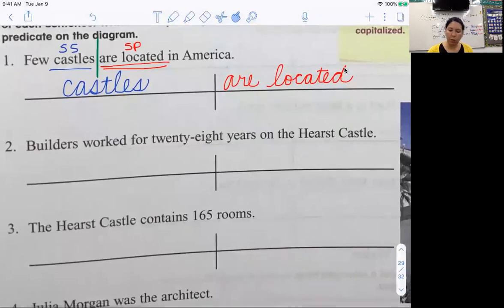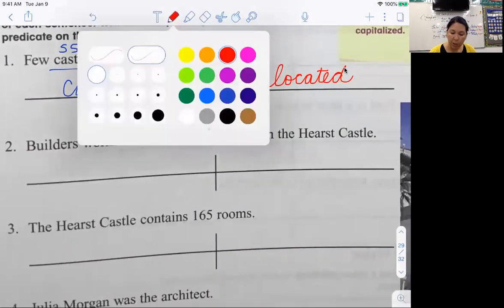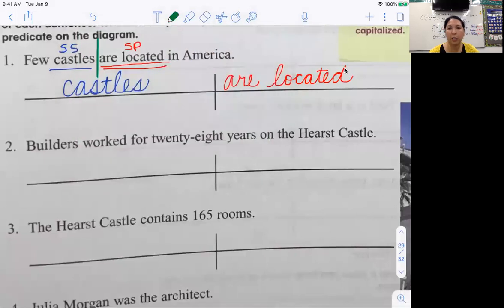All right, let's look at our next one. Builders worked for 28 years on the Hearst Castle. Okay, is there, is, are, was, were, have, has, had, am, will? No. So we know we have to have an action verb here. Do you see something you can do, an action? If you said builders, build is an action, but builders, those are people. So that can't be our action. Worked is my action. Good job.